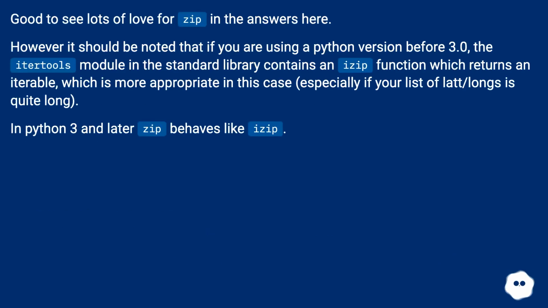Good to see lots of love for zip in the answers here. However, it should be noted that if you are using a Python version before 3.0, the itertools module in the standard library contains an izip function which returns an iterator, which is more appropriate in this case, especially if your list of lat/longs is quite long. In Python 3 and later, zip behaves like izip.